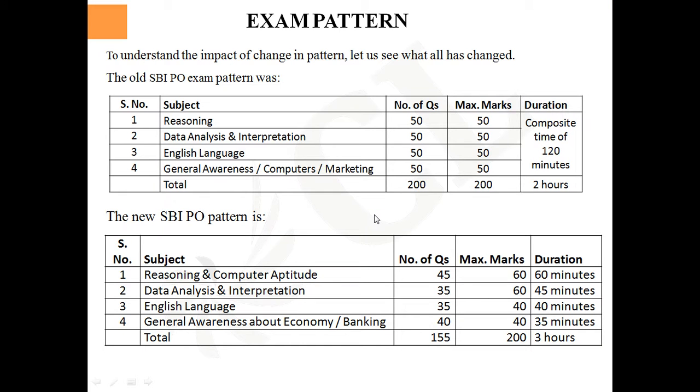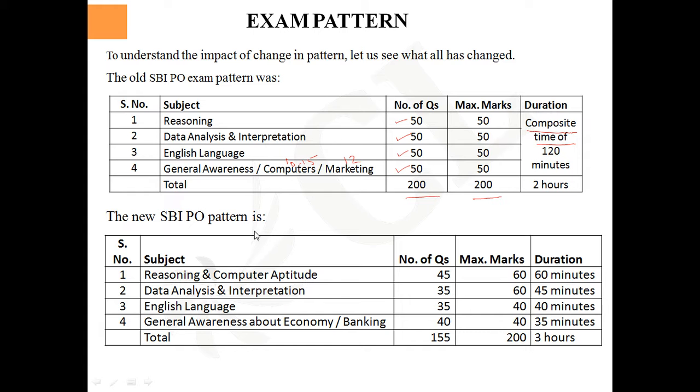So let's go through. First of all, let's see what was the pattern last year for the main examination and what is the pattern this year. If you look at last year, there was a composite time of 2 hours for the entire paper. There was a reasoning section with 50 questions, a DI section with 50 questions, English language with 50, and general awareness, computers and marketing. These three parts were put in one section with 50 questions, in which I would say that roughly the weightage of marketing would be 12 questions, computer would be again 10 to 15 questions, and the remaining was general awareness. Each question carries 1 mark and there was a negative marking of 1 by 4. So 50-50, total 200 questions and 200 marks. That was the pattern till last year.